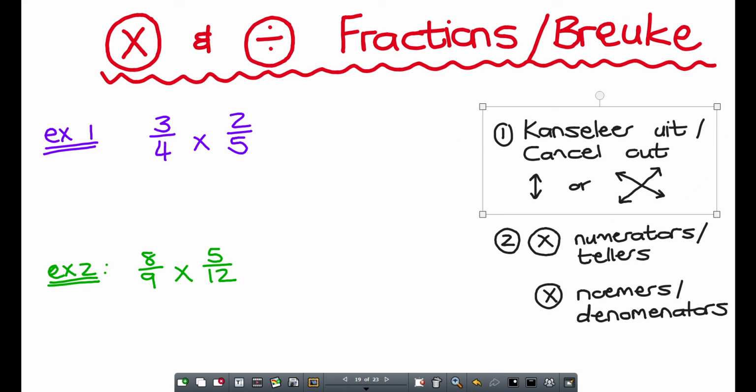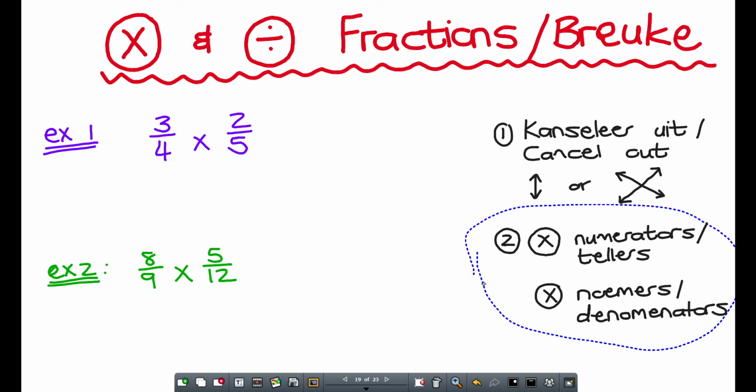Then, step 2, we're going to multiply. Now, we are only allowed to multiply the top part with each other, meaning we multiply the numerators, and then we multiply the bottom part. So, meaning we multiply the denominators. Okay, so let's quickly do 2 examples.